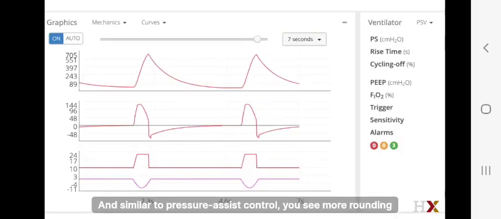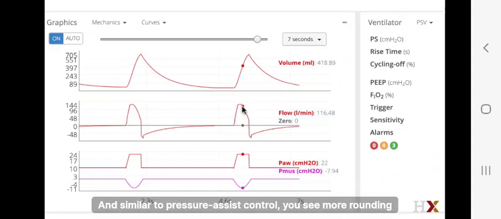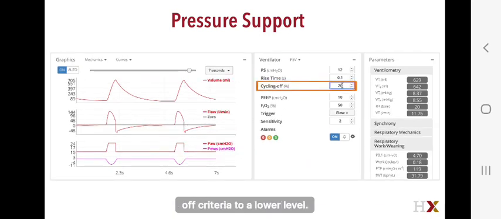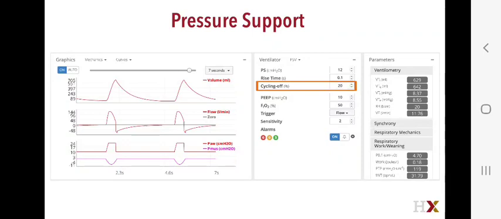And similar to pressure assist control, you just see more rounding in the flow waveform here. However, the cycling off seems to be still reasonably okay, but there's a little bit of dampening here in the expiratory flow. This can be addressed by simply lowering the cycle off criteria to a lower level. Let's see how that works.